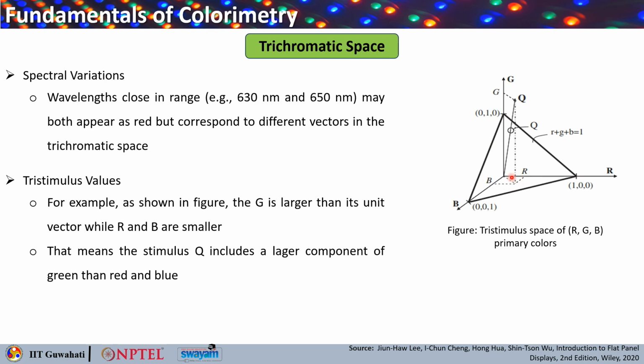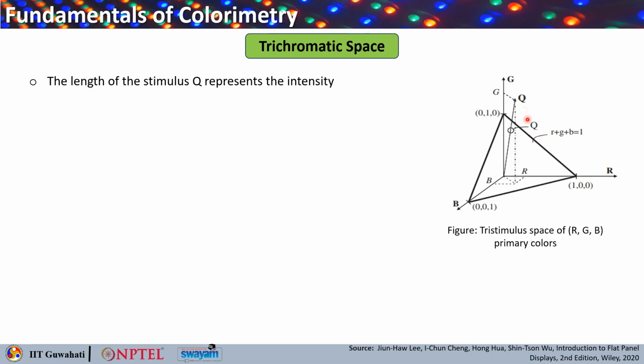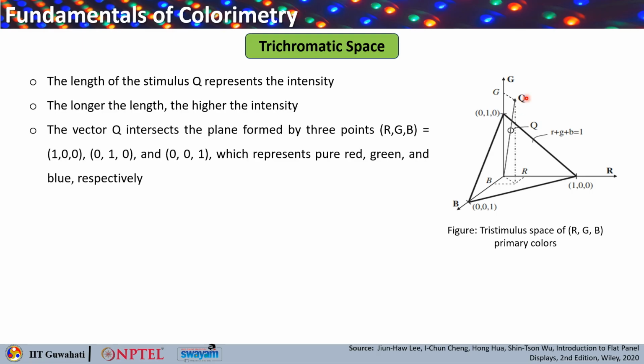So, that means in this particular case the stimulus Q includes a much larger component of green as compared to red and blue. The length of the stimulus Q basically represents the intensity, and the longer the length, obviously the higher the intensity. So, the vector Q intersects this particular plane. As I mentioned, you can form a plane by joining these 3 unit vectors.